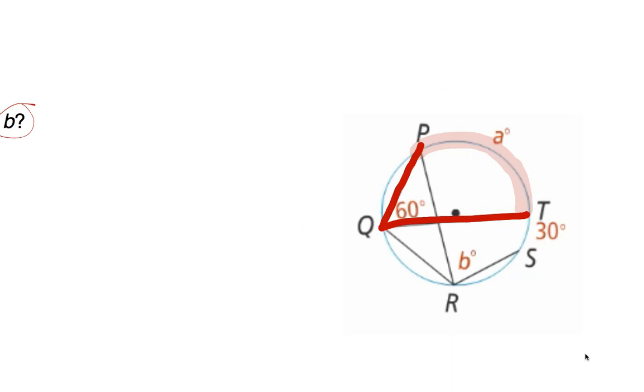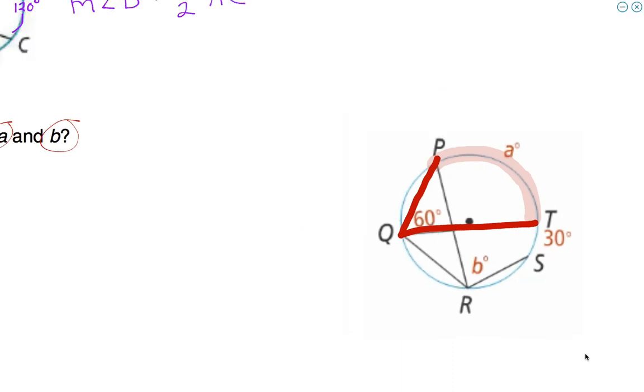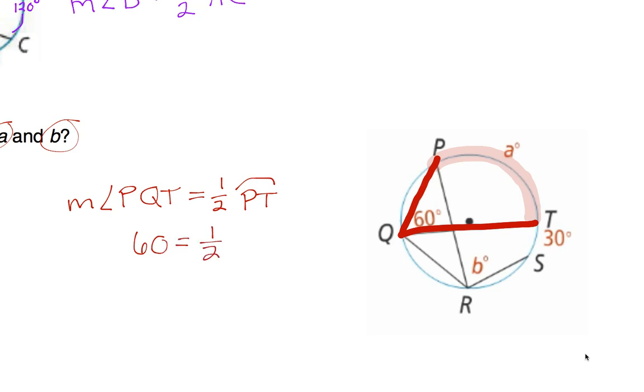So that means that the measure of angle PQT is 1/2 of arc PT. And arc PT is A right now. So 60 degrees equals 1/2 of little a. You can solve that algebraically or solve that logically. That's going to tell us that A is 120 degrees.